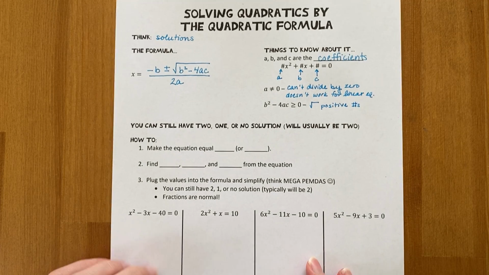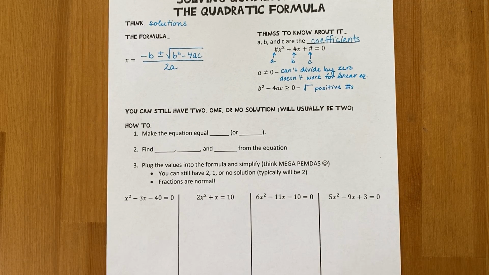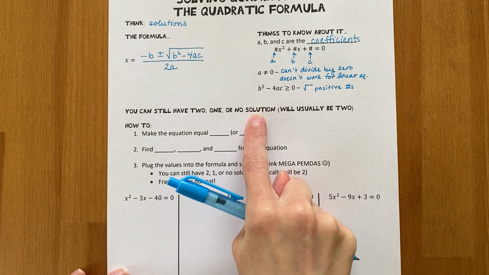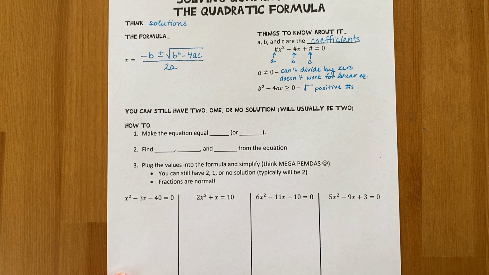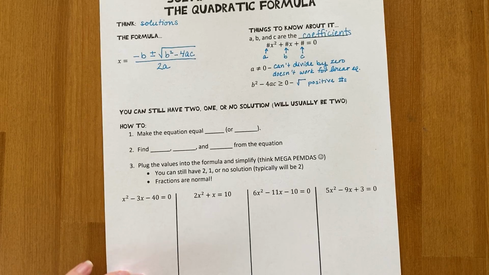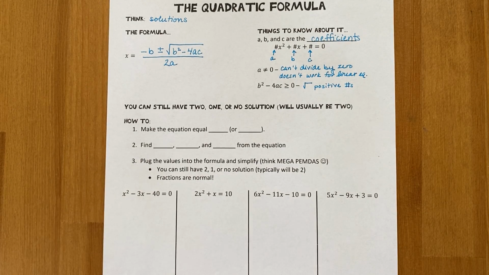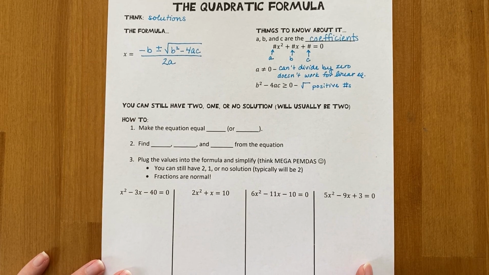Okay, so typically you can still have 2, 1, or no solution. Most often with the quadratic formula, you're going to get 2 solutions. No solution for us would happen if we get a negative underneath of that square root. 1 solution would happen if we end up with the same answer after we split it for both little chunks. But again, most of the time it's just going to end up being 2.